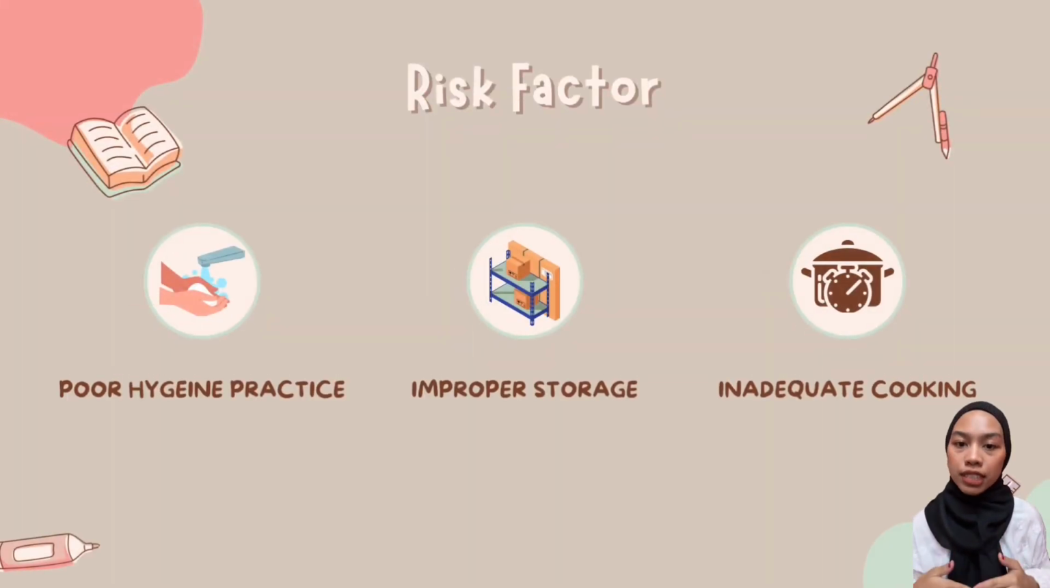Here are some of the risk factors that can contribute to the contamination of food with microbiological agents. Firstly, poor hygiene practice. Food handlers who have poor personal hygiene, such as not washing their hands after using the toilet, can introduce harmful microorganisms to food. Secondly, improper storage. If food is not stored at the correct temperature, it can encourage the growth of harmful bacteria. This includes both hot and cold foods. Lastly, inadequate cooking. If food is not cooked thoroughly, it may still contain harmful bacteria that can cause food poisoning.